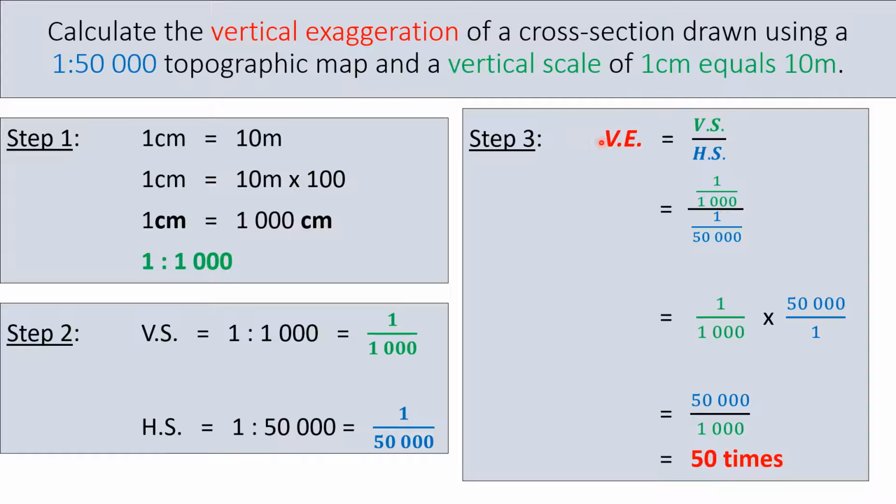These values can then be substituted into the vertical exaggeration formula, where the vertical scale is divided by the horizontal scale. At this step, you would end up with 50,000 over 1,000 with a final answer of 50 times, meaning that the vertical scale has been exaggerated 50 times over and above what the horizontal scale of the map is. And in actual fact, the vertical scale used on the cross section is 50 times larger than the horizontal scale.